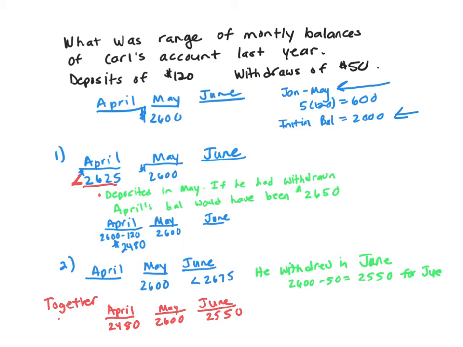So we know he deposited. But that doesn't tell me about what happens in June. What happens after May? We don't know if he continues to deposit or if he starts withdrawing. So clue 1 doesn't work by itself.